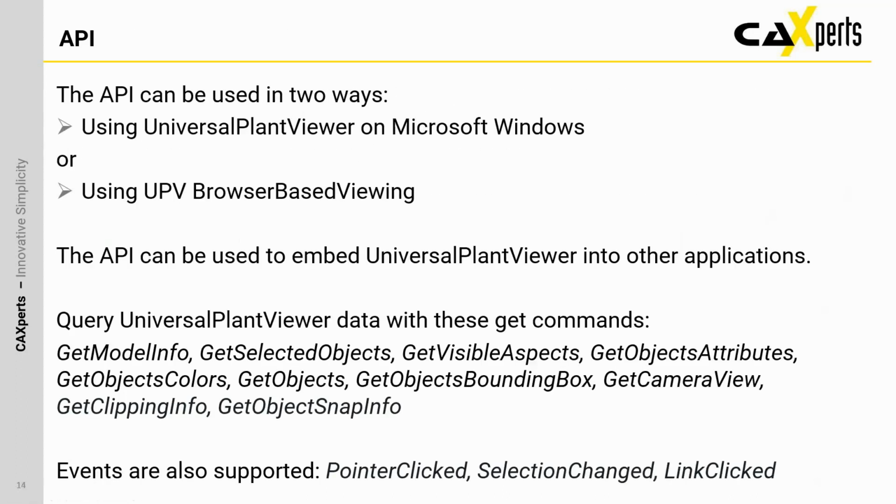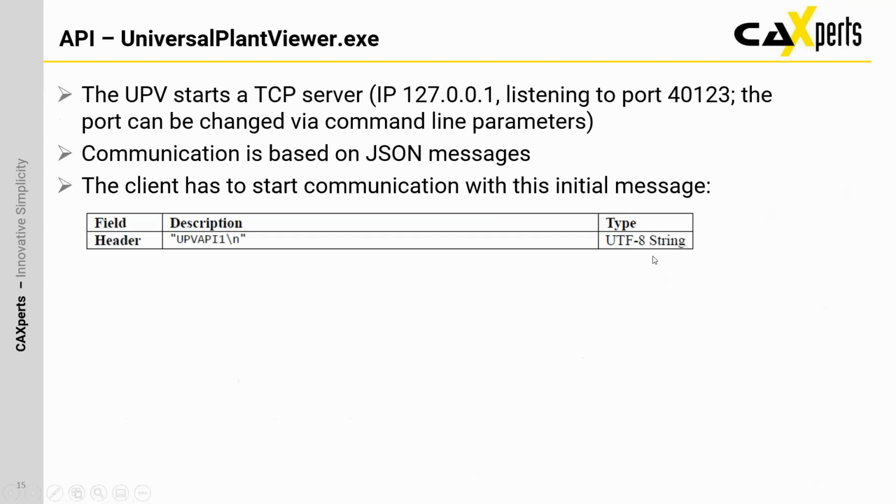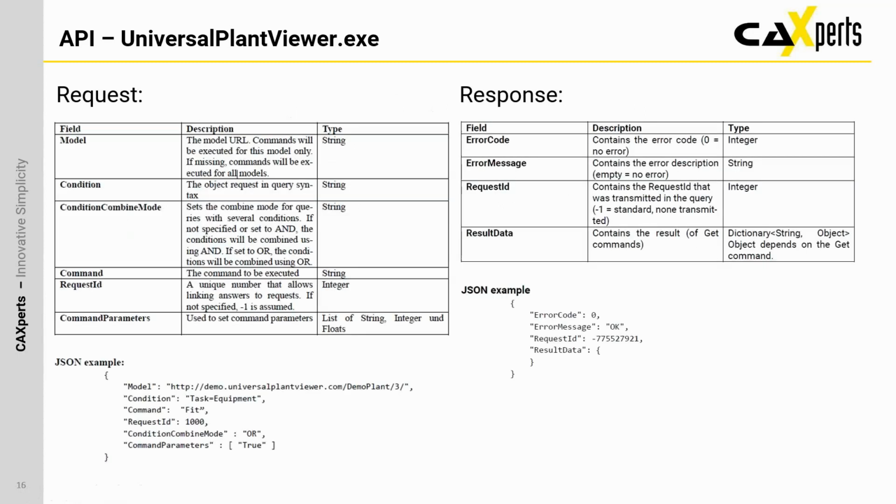So I will now explain it a little more in detail. How it works for the Universal Plant Viewer XE is that UPV is automatically starting a TCP server. So it means this is opening a port on your local machine, and then the communication is based on JSON messages. So it's just JSON that you send back and forth. And to start the communication, you have to send this UPV API one message once. And this is basically how we can start the communication. I will now show an example after explaining request and response.